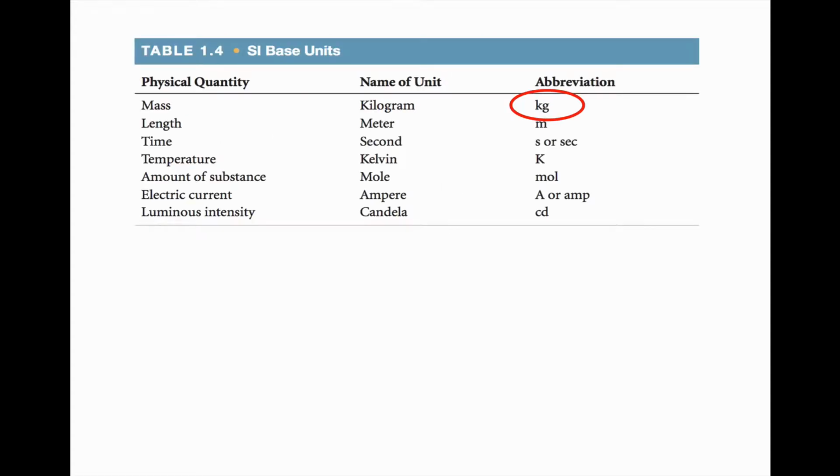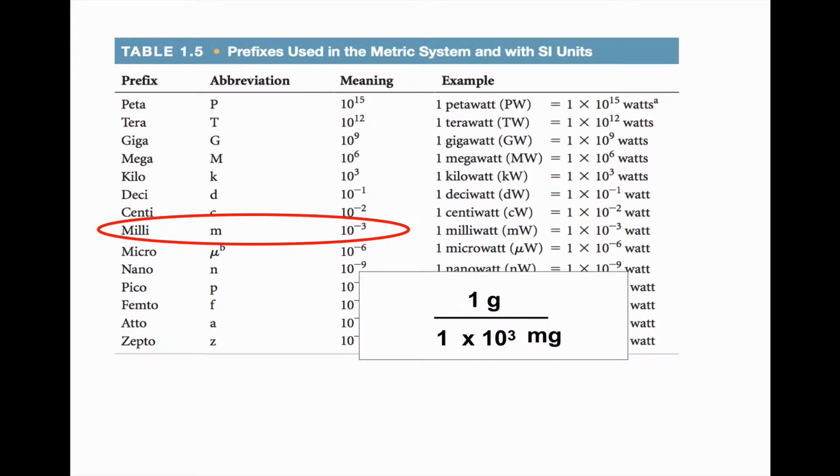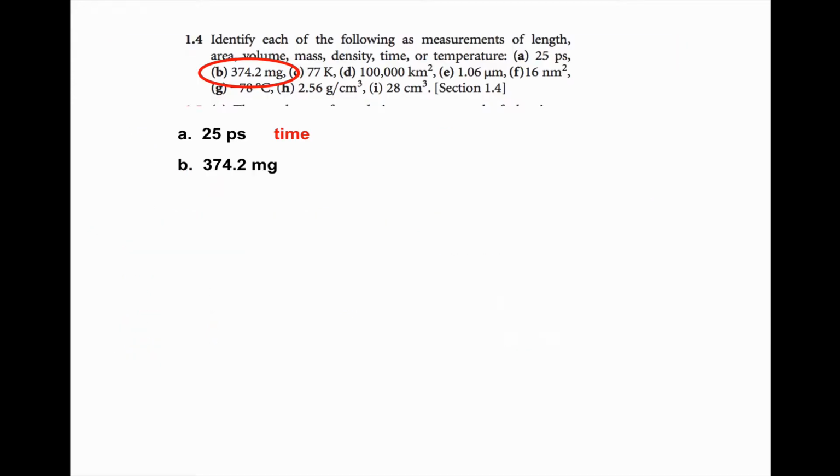B, mg. G is, well, first of all, mass, right? If we're looking at the base units, there's only 7 base units. Kilogram is the base unit for mass, which is a 1,000-gram block. Milli means a thousandth. So there are 1,000 milligrams for every 1 gram. So milligram is a measurement of mass, and there are 1,000 milligrams in a gram. Capital K stands for Kelvin, and we'll talk about that in a little bit. It's a measurement of temperature.